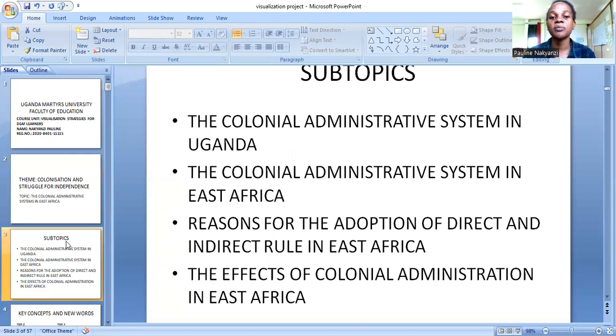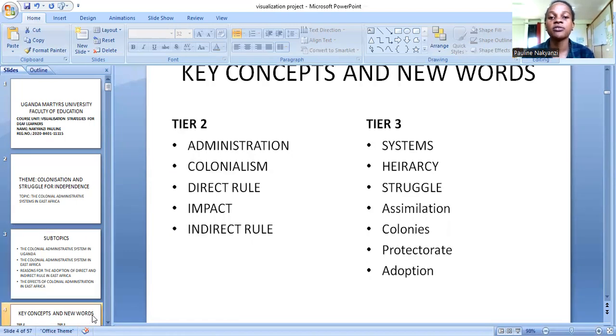Under the topic, I have subtopics: the colonial administrative system in Uganda, the colonial administrative system in East Africa, reasons for the adoption of direct and indirect rule in East Africa, and the effects of colonial administration in East Africa. Under the same topic, I have the key concepts and the new words, which are divided into 3 parts.